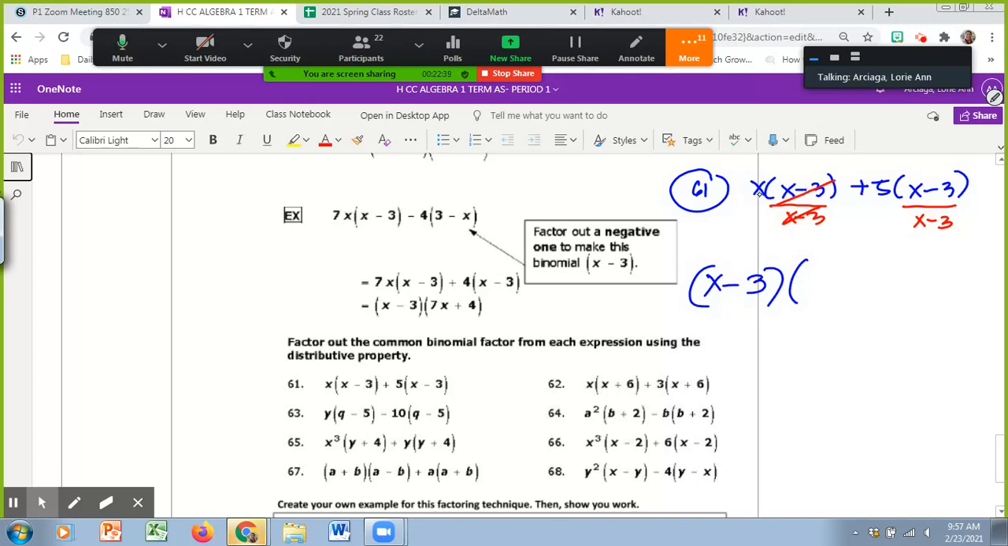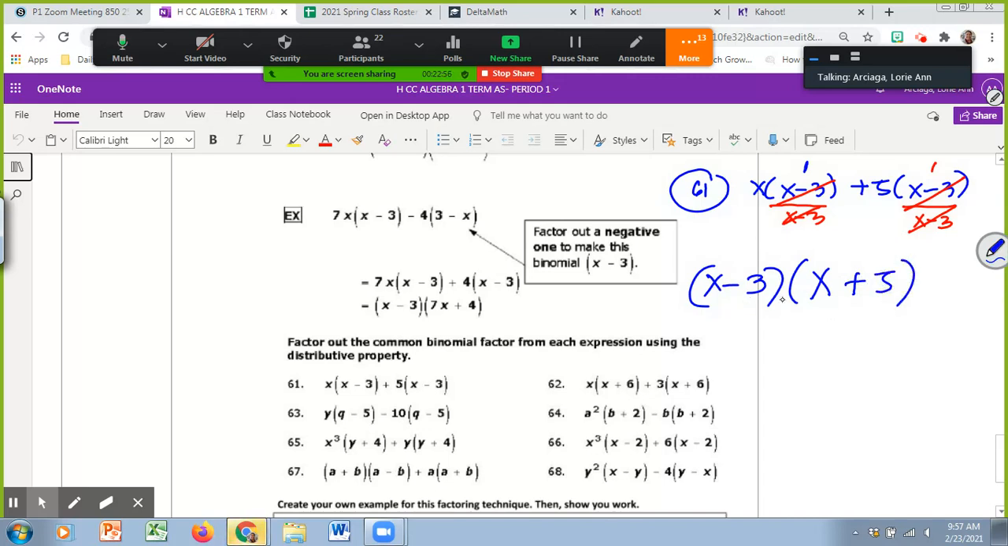They cancel out, so what's left? This turns to 1, so x times 1 is x. Perfect. Now we're going to do it again here. So x minus 3 and x minus 3 was already factored out, so we divide, that's just 1 plus 5. Very good. So 5 times 1 is plus 5.